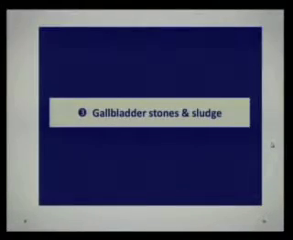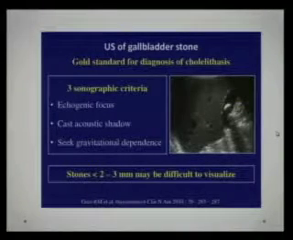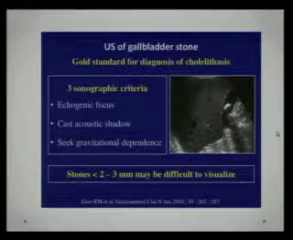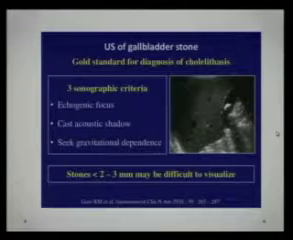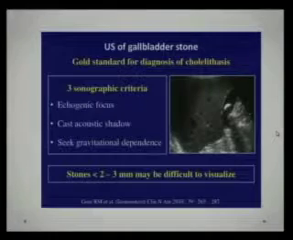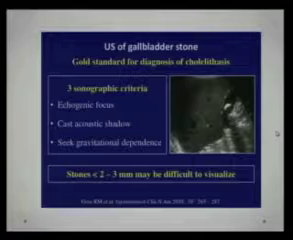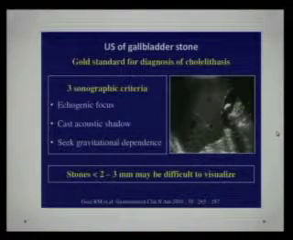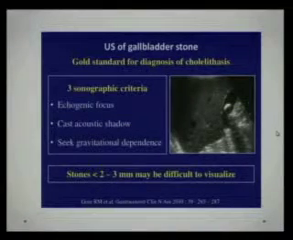Okay, let's go ahead with gallbladder stones and sludge. Ultrasound of a gallbladder stone. So ultrasound is the gold standard modality for diagnosis of cholelithiasis. What are the three sonographic criteria for the diagnosis of gallbladder calculi? Number one, there has to be an echogenic focus. Number two, that echogenic focus should cast an acoustic shadow. And number three, that stone should seek gravitational dependence. If we are able to establish all these three criteria with confidence, we can say this is a stone.